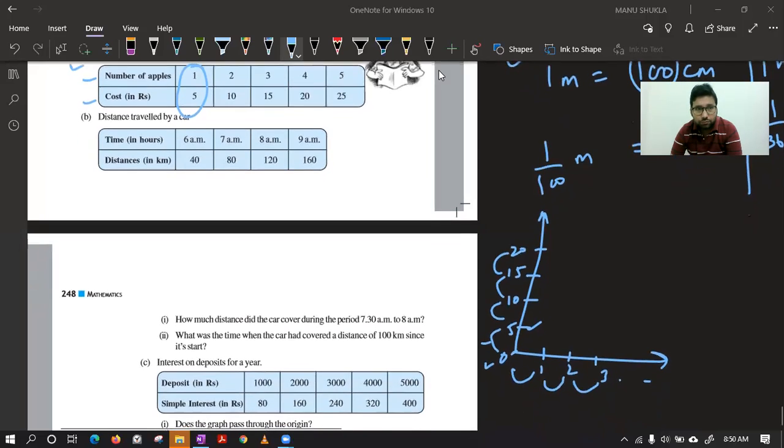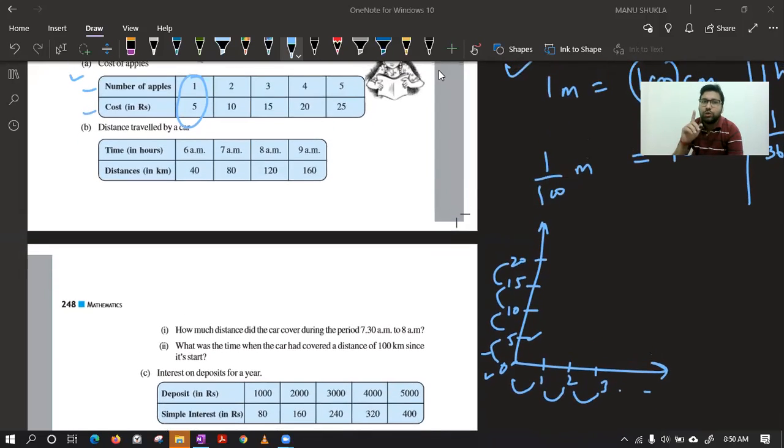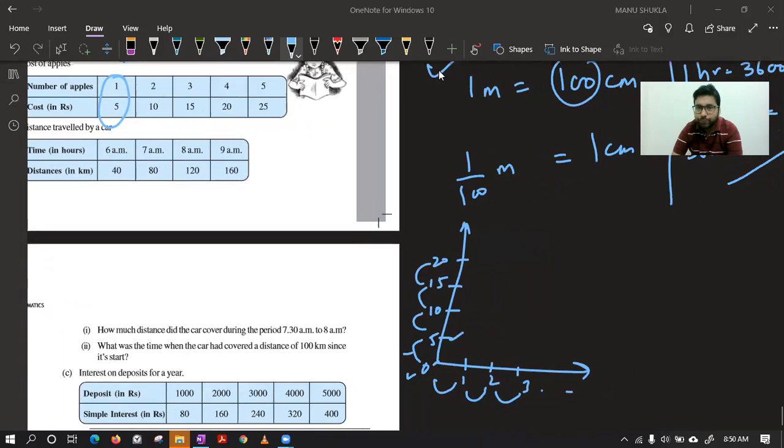Now, you can see the first value is saying 1 apple is for how much rupees? 5 rupees. 1 apple is for 5 rupees. So 1 on x-axis, 5 on y-axis. This is the first value, 1 comma 5. Similarly, they are saying 2 comma 10. So 2 over here and 10 over here, 2 comma 10. So class, it is a relation that we have discussed that day. What kind of relation is it?